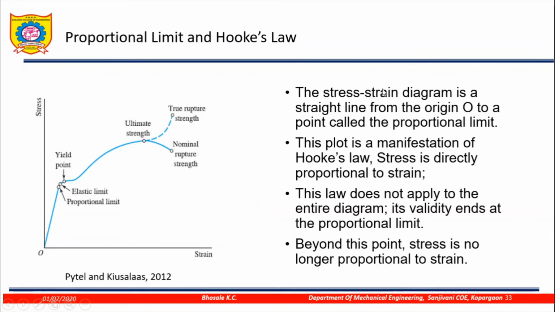The stress and strain diagram is a straight line from the origin to a point called the proportional limit. This is the starting point. When we start the test, the stress will be proportional to the strain up to a certain limit. That limit is called the proportional limit. This plot is a manifestation of Hooke's law: stress is directly proportional to strain. So up to this point, the stress will be directly proportional to strain.